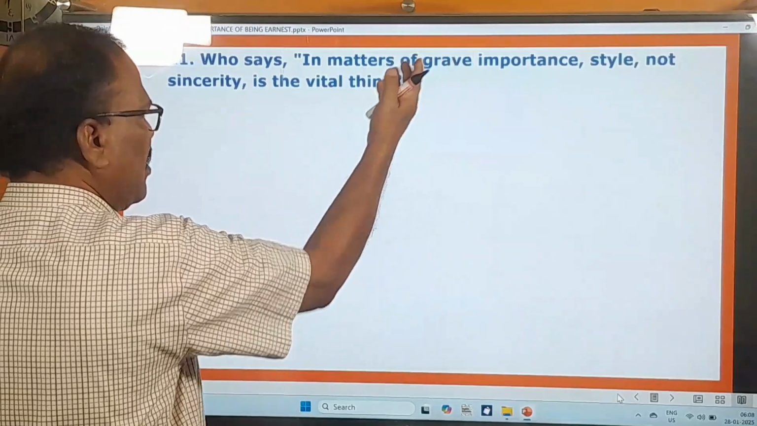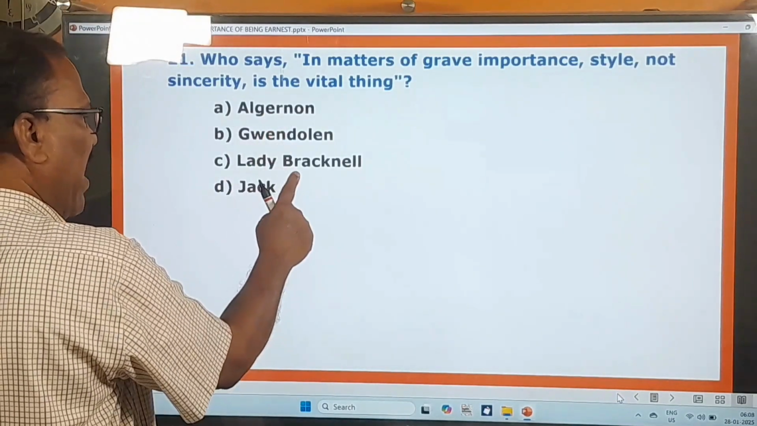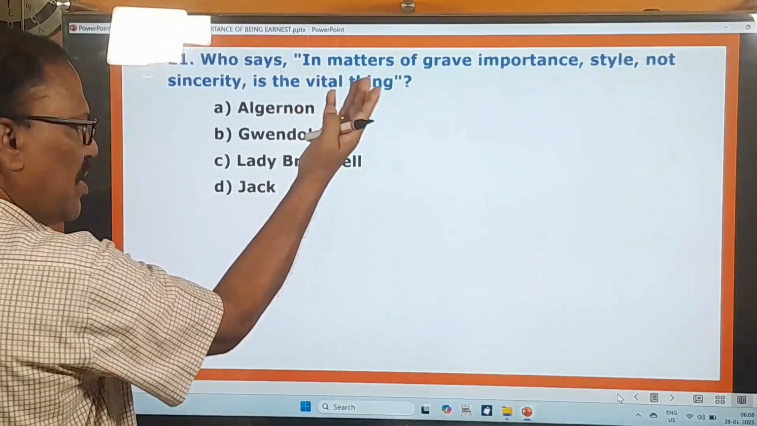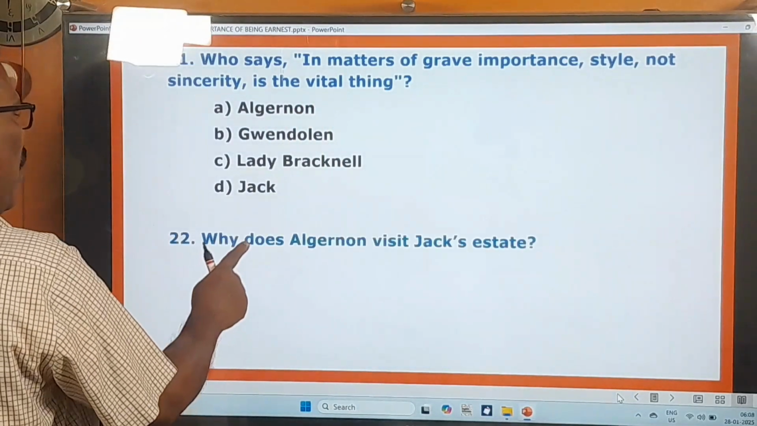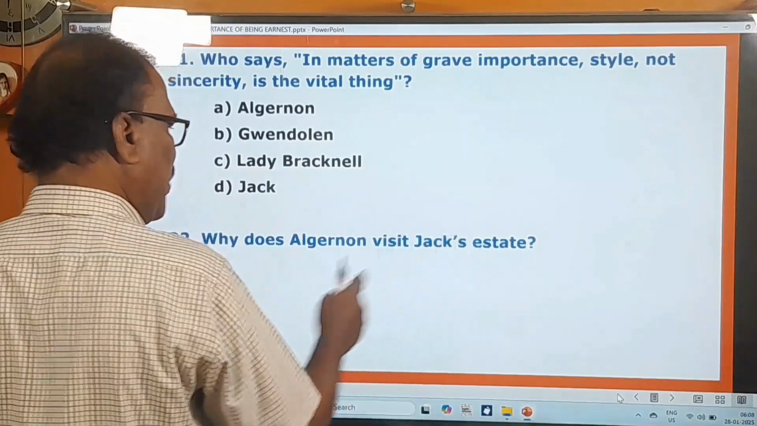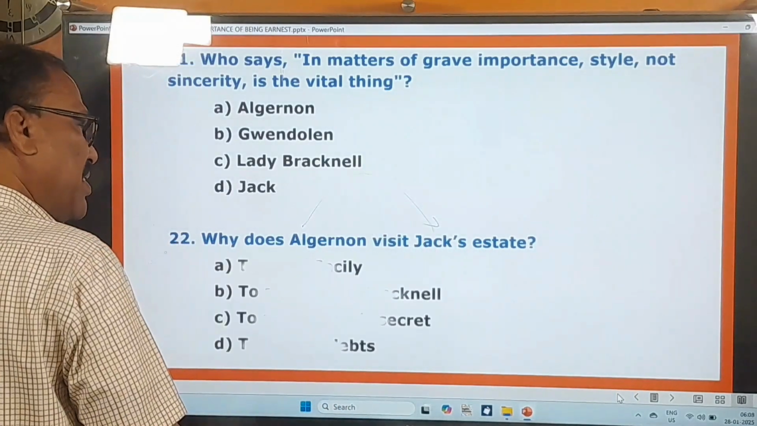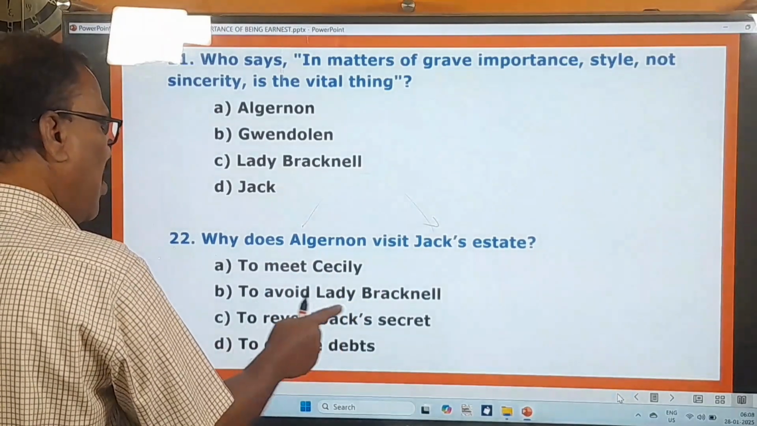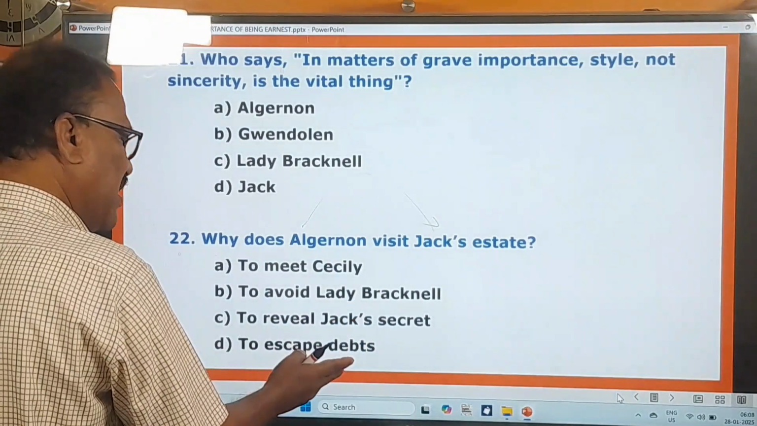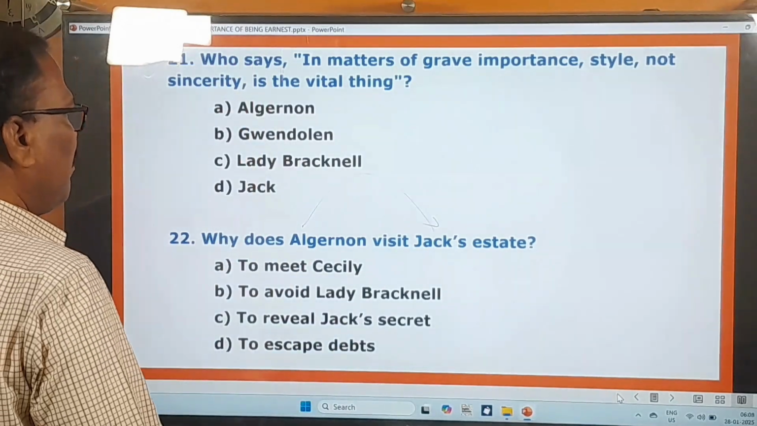Who says these words? Okay, Algernon, Gwendolyn, Lady Bracknell, Jock. Who says these words? Okay, you know that very well. And now you move on to the next question. Why does Algernon visit Jock's estate? Why does he visit that? To meet Cecily, to avoid Lady Bracknell, to reveal Jock's secret, to escape debts. Now you go to the other questions.